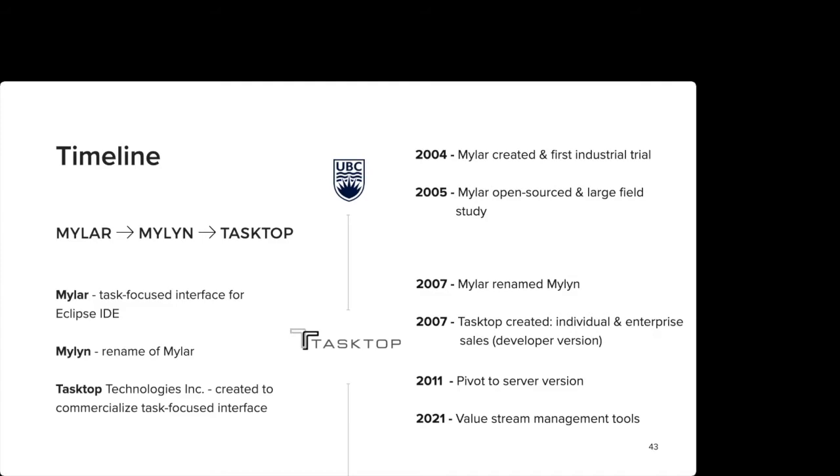Tasktop Technologies was incorporated, and Tasktop the software became a commercial offering, first to individual developers and then through enterprise sales. Feedback from customers over the years led the company to understand the value in moving some of the fundamental ideas in the software from the client side to a server. Fast forward to 2021, and Tasktop has continued to move ideas in this space forward to support value stream management of software delivery.